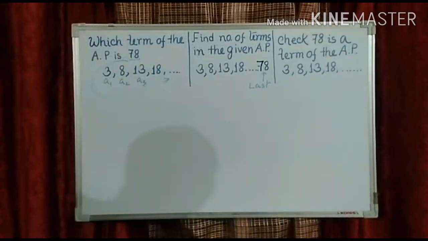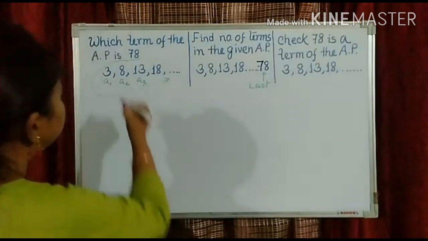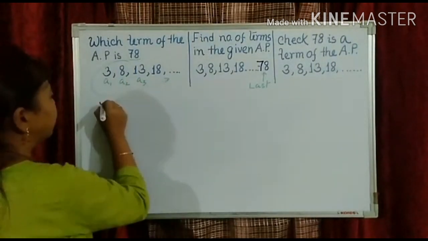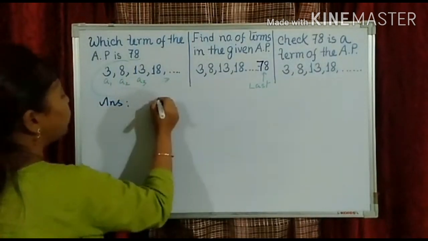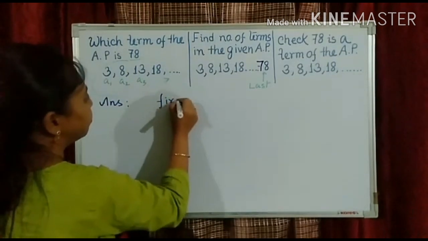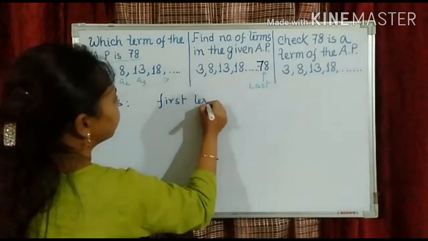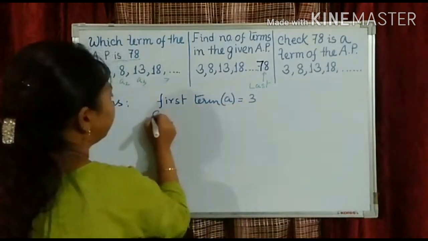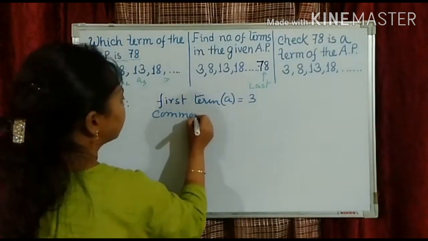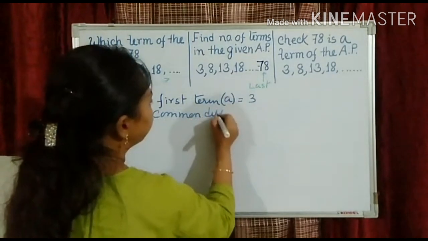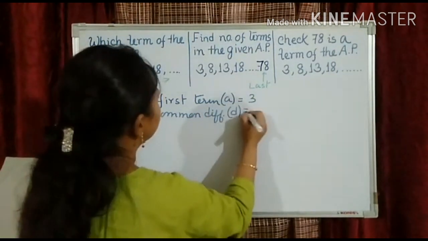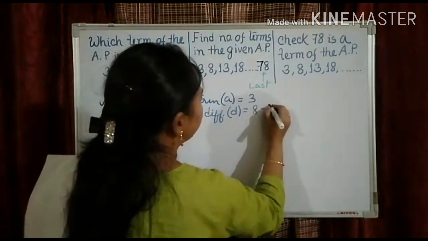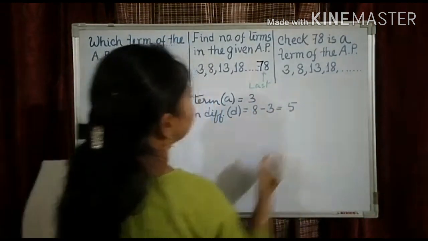Then how can you write down the answer? For all of them, the answer is the same. Because here, first of all in the answer, we have to write down the first term, which is A equal to 3. Then we have to find the common difference D, because the series is given. It is equal to 8 minus 3 equal to 5.